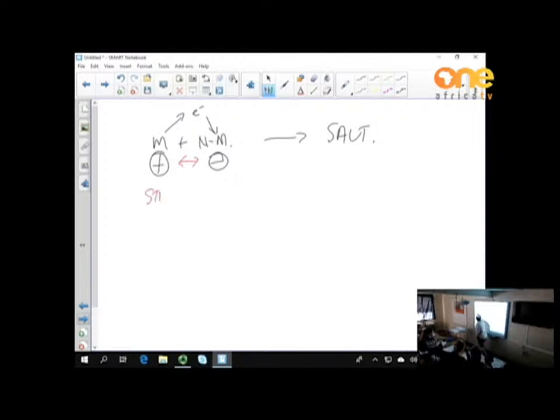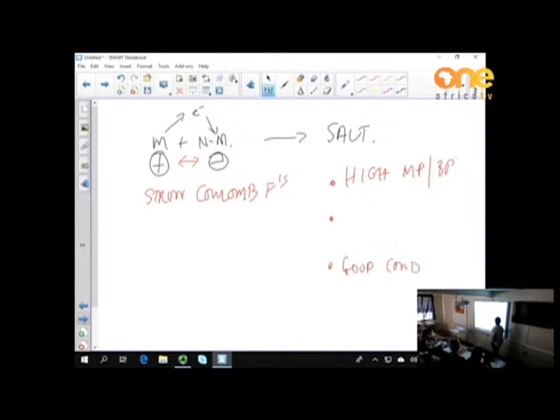Yes, strong Coulomb forces. So, what will the properties of a salt be? High melting and boiling point. Yes, good. Conducts electricity when dissolved or molten. Hard, brittle, solid.